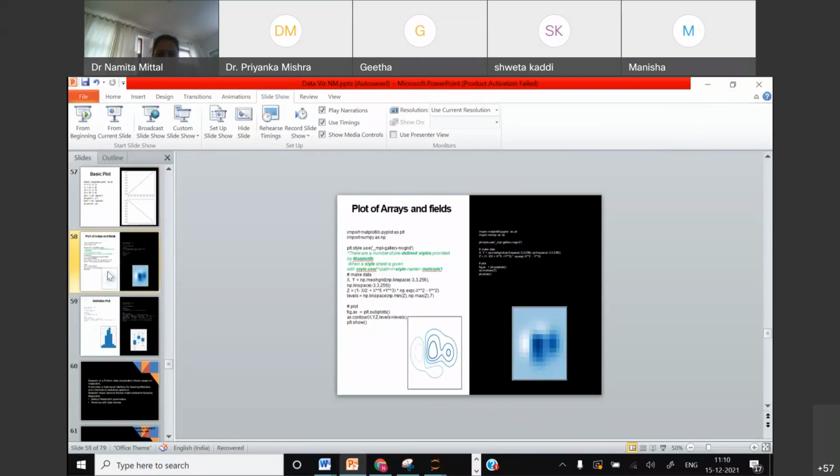Screens are minimized actually. Slides. Sharing. Yes.